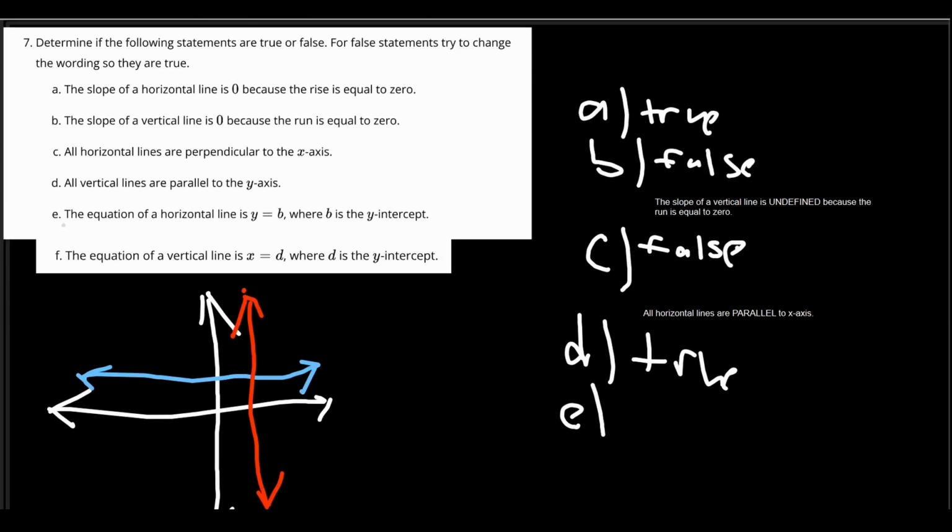For E, it says the equation of a horizontal line is y equals b, where b is the y-intercept. And I've said this before in the first question, and this is true, because it comes in the form y equals something, and that something just happens to be the y-intercept because y would always be that value.